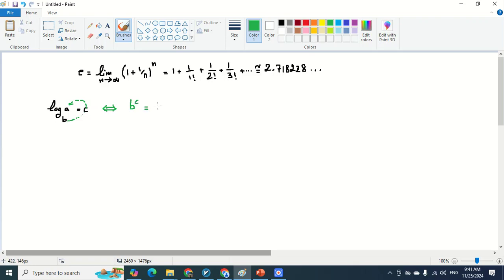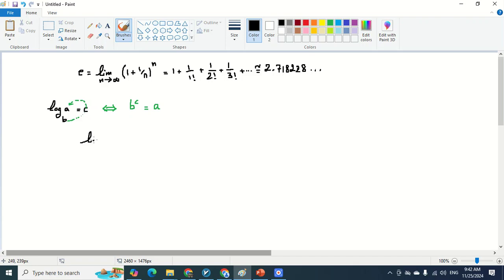So the logarithm of a in a base b is equal to c if and only if b to the power of c is equal to a. If you consider this circle, you can calculate the value of a logarithm. Let us take a look at some examples of this situation.